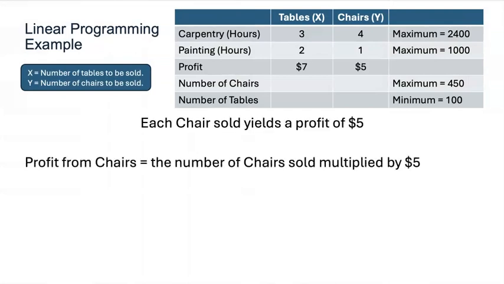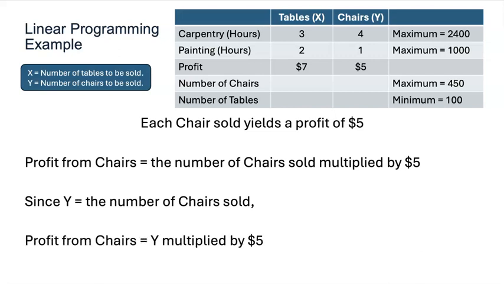Next, each chair sold gives a profit of $5. So the profit from chairs is the number of chairs sold multiplied by $5. Since Y represents the number of chairs to be sold, then the profit from chairs is Y multiplied by 5. So Y, the number of chairs to be sold, multiplied by $5. And that just gives us 5Y.